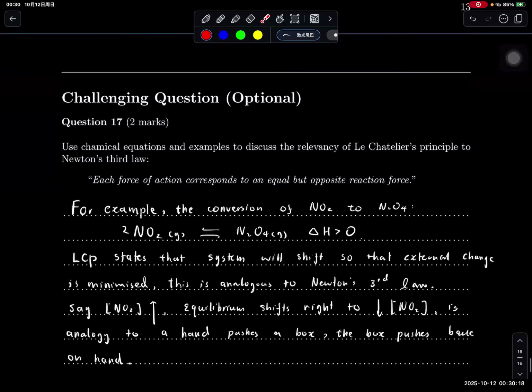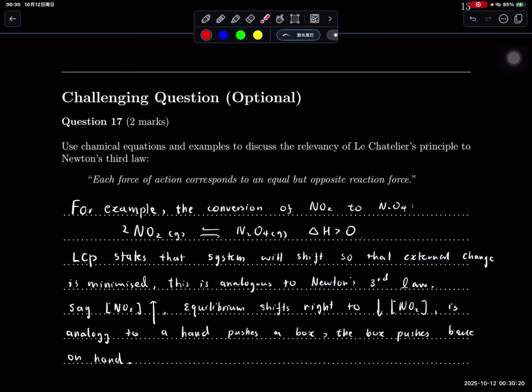Okay, so this week's challenging question is a bit physicsy. It's like a statement. If you do physics, I think this is a misspelled word. It should be chemical, but that's fine. Let's pretend that doesn't exist. So use a chemical equation and examples to discuss the relevancy of Le Chatelier's principle to Newton's third law.